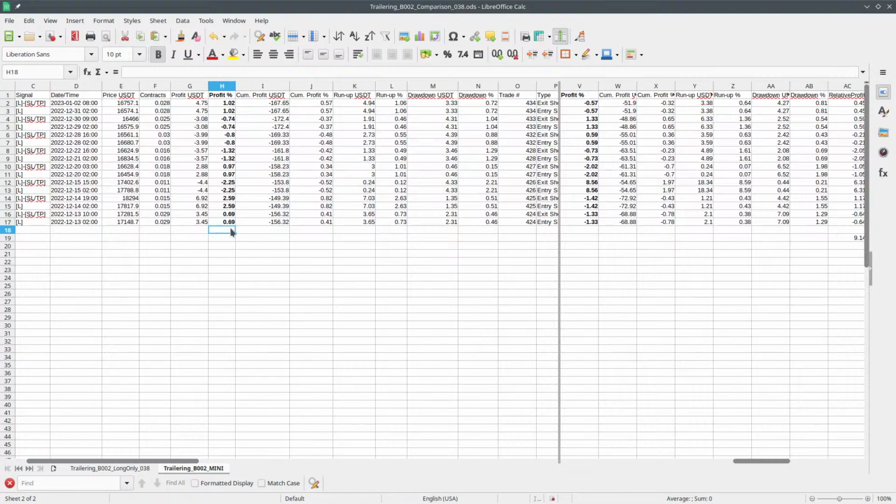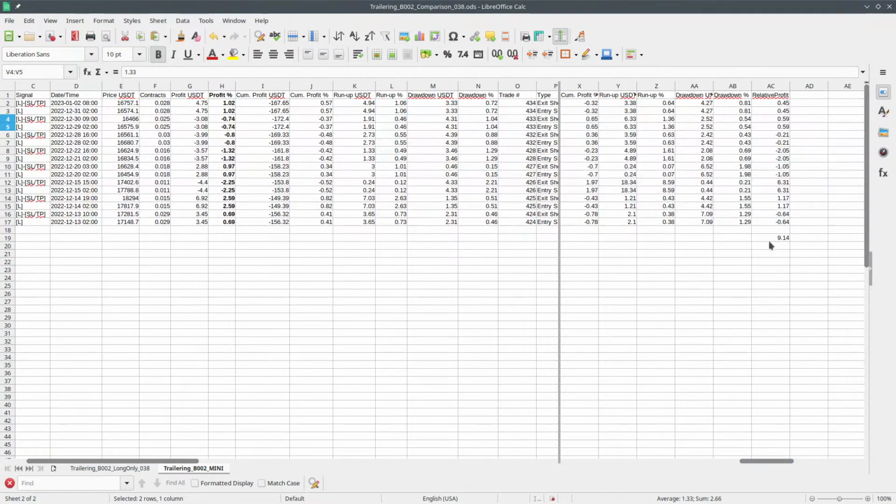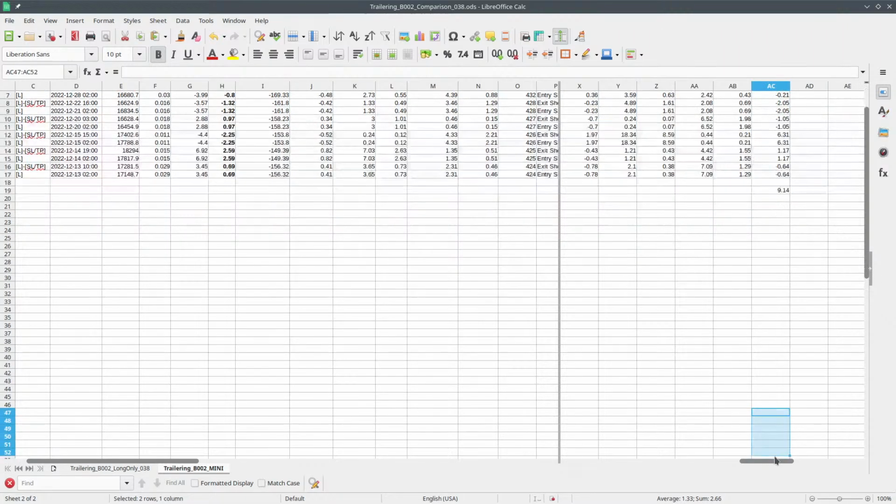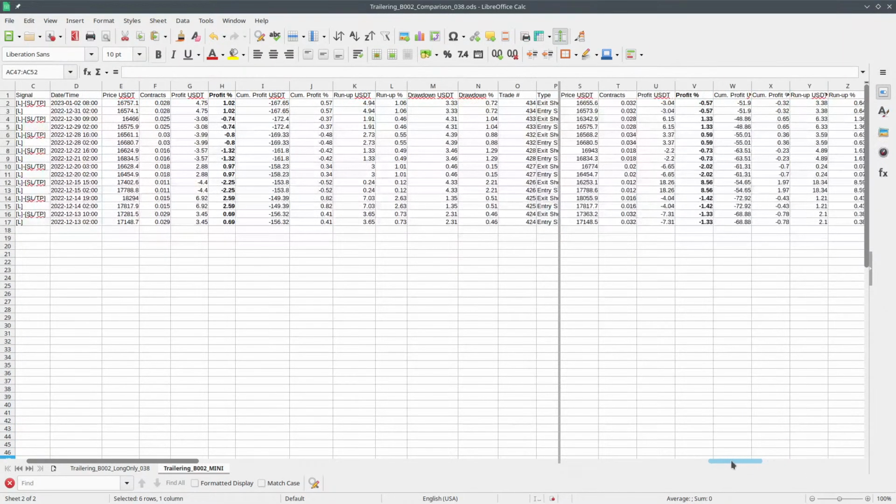My question is, can we have positive profit on both of them, or is it not possible? So as you can see here, this is positive and this is negative. Okay, this is negative, this is positive, and at the end it has a positive net value. This is nice.